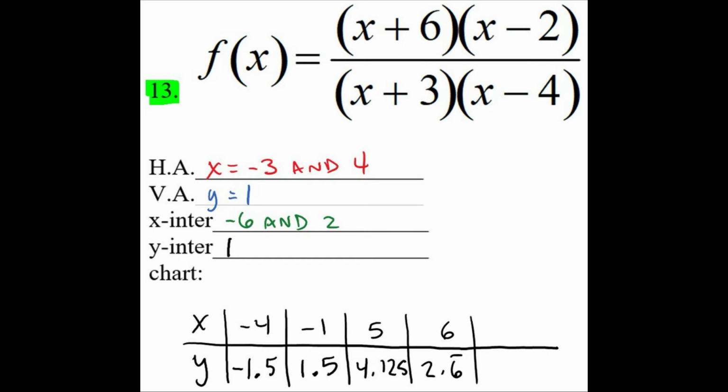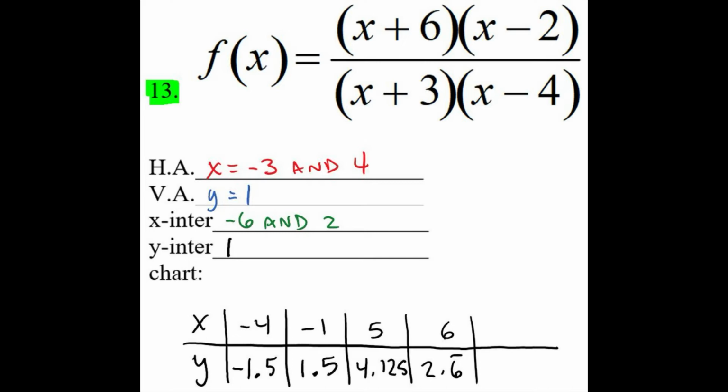Okay, so now x-intercepts. Once again, I said it's what makes the top of your fraction 0. So in this case, it's going to be -6 and +2 for those 2 parentheses up top. So I put a dot at -6 and I put a dot at +2. Y-intercept is what happens when you plug in 0 for x. So if you do all that, you're going to get 6 times -2 on the top of this fraction. That's going to be -12. On the bottom, 3 times -4 is going to be -12 on the bottom. -12 divided by -12 is just 1, and that's how I got the y-intercept of 1.